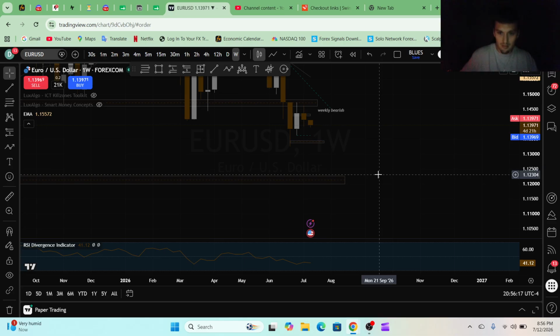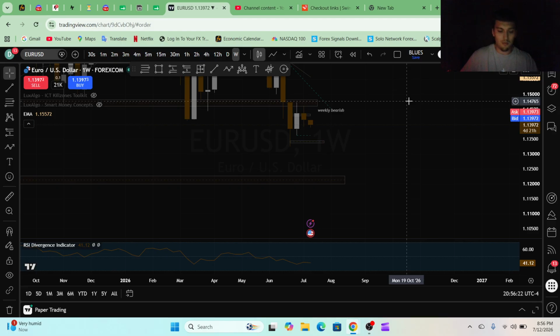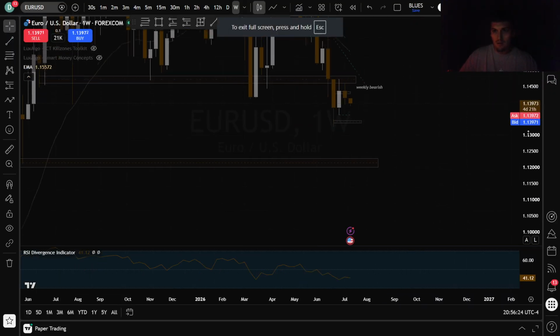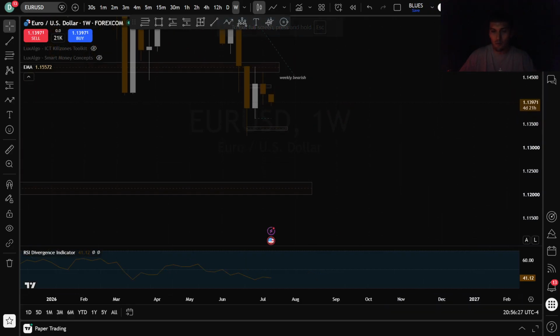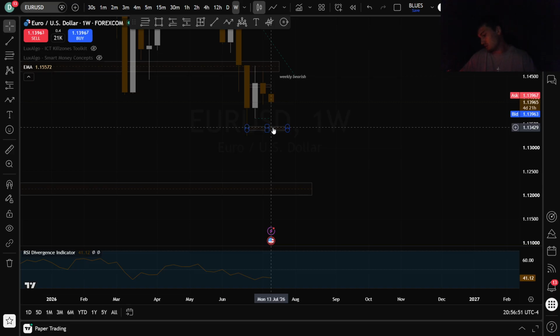Let me make sure I did this right. Yeah, so we're rolling. Cool. Looking at the weekly here, this right here is last week's candle. We open and then we went high, which is the top of this wick, and then we went low, which is the low of this wick, and then we closed right here. We closed inside of the body, indicating that we want to push lower, taking out the bottom of this wick or some type of support zone.